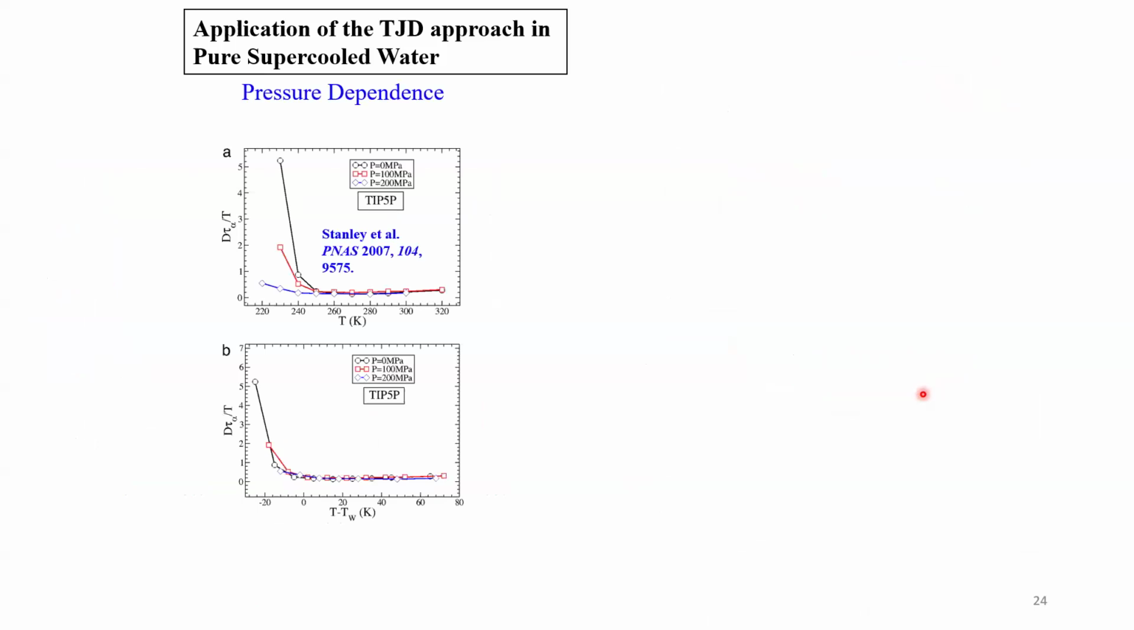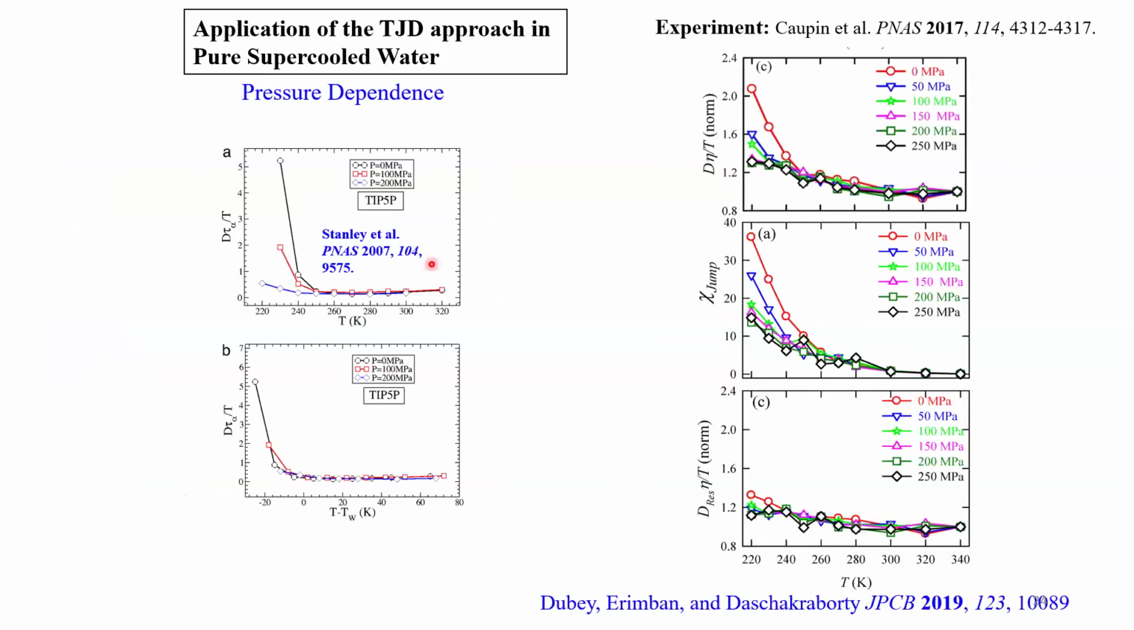we have also checked the same paper, Stelly's article in 2007. You can see that at different pressures, when they replaced T by T minus T_W, all the different pressure lines merged with one another. Very nice. And they are all merged around one.